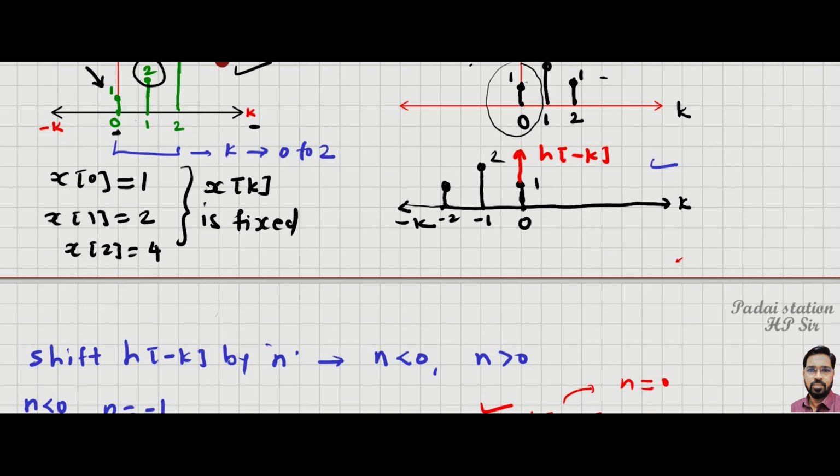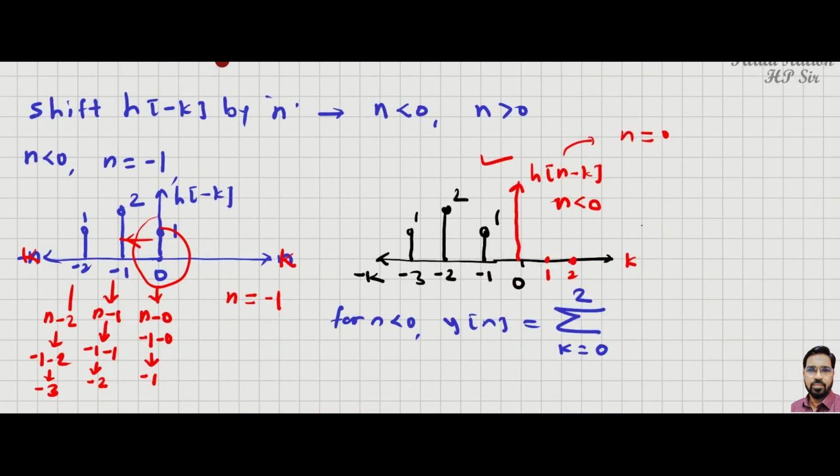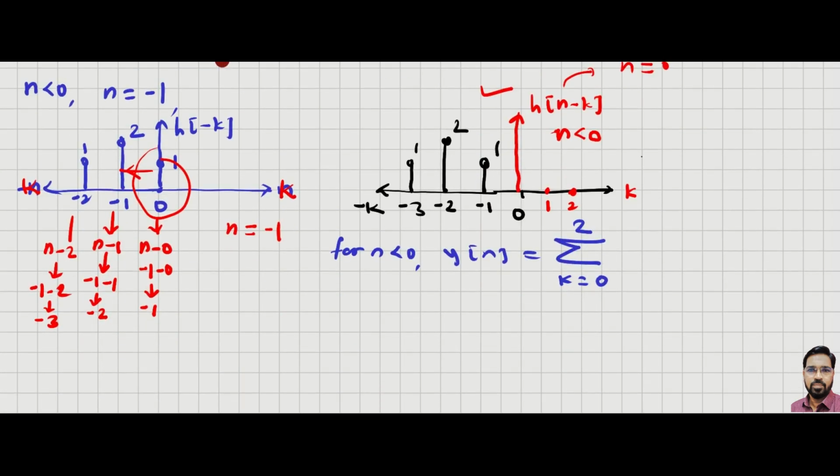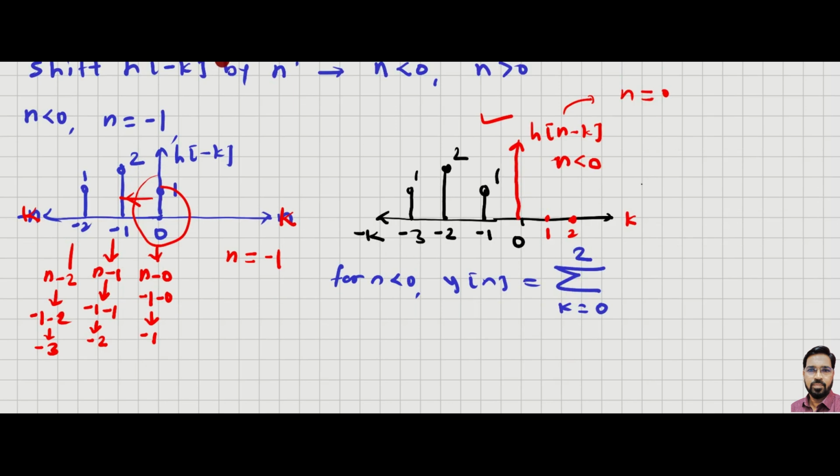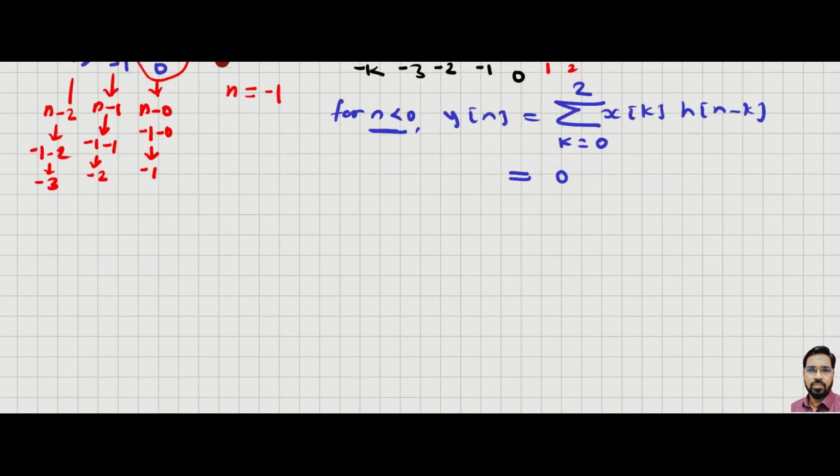इसीलिए every time we are taking 0 to 2 and we have to see x of k is overlapping for what values of h of n minus k. Okay. So we have 0 to 2 and it is x of k and h of n minus k. Okay. For n less than 0. So no overlapping. This is complete. So here h of 0 and x of 0 are 0. So here no overlapping of these two sequences. So output is 0 for n less than 0. Okay. Let us go for n greater than 1.